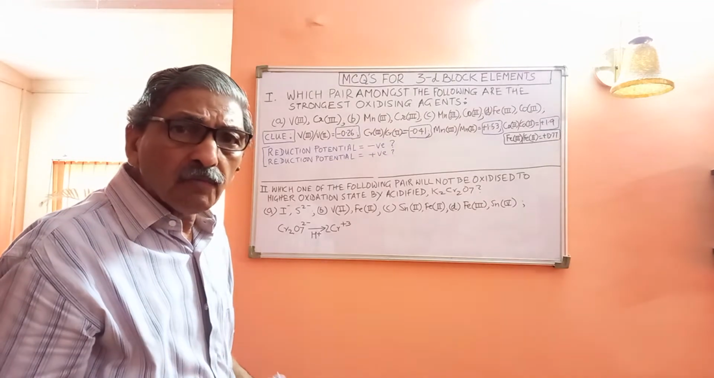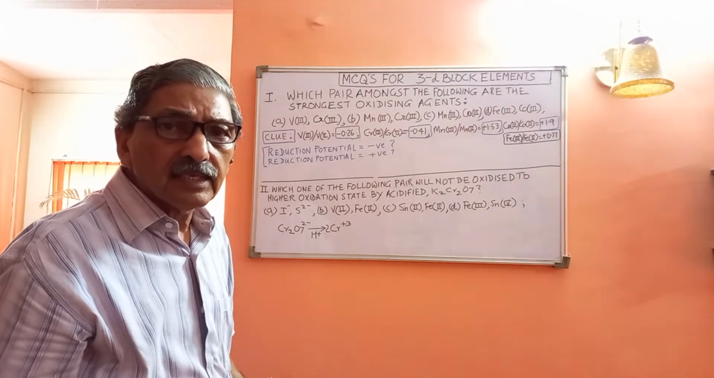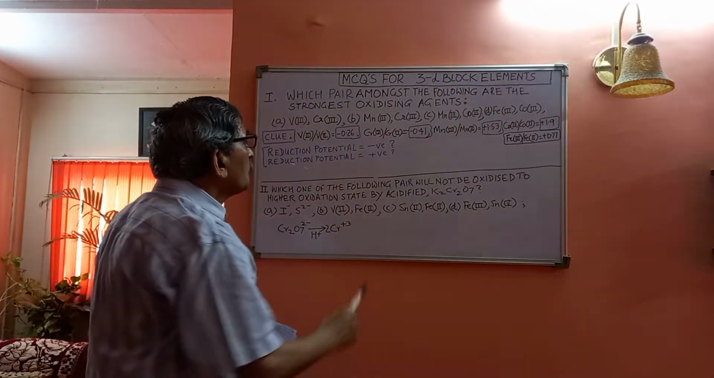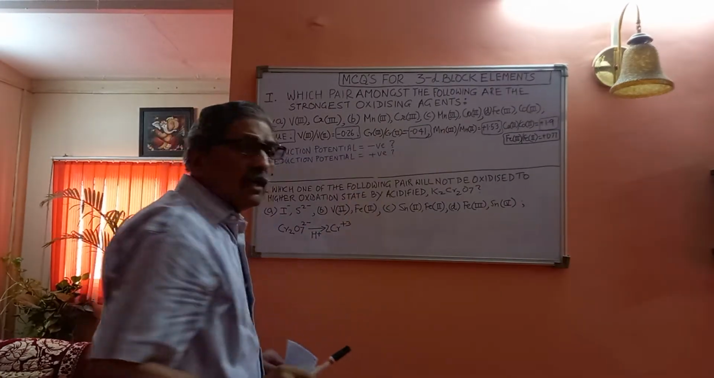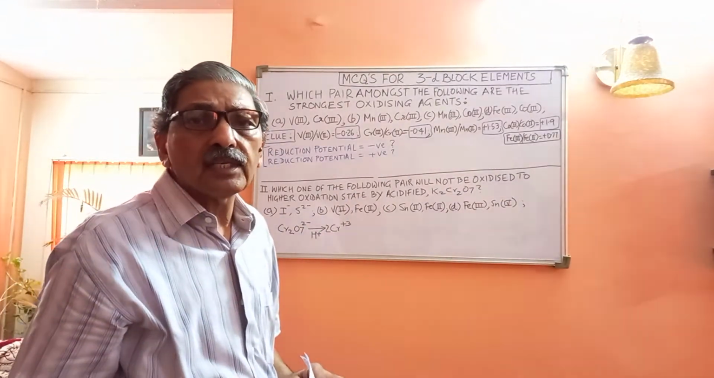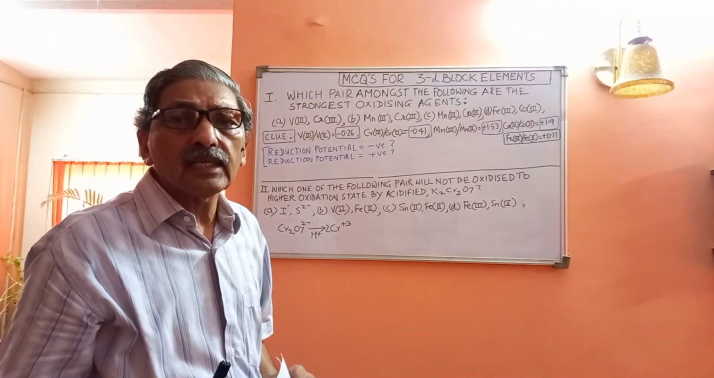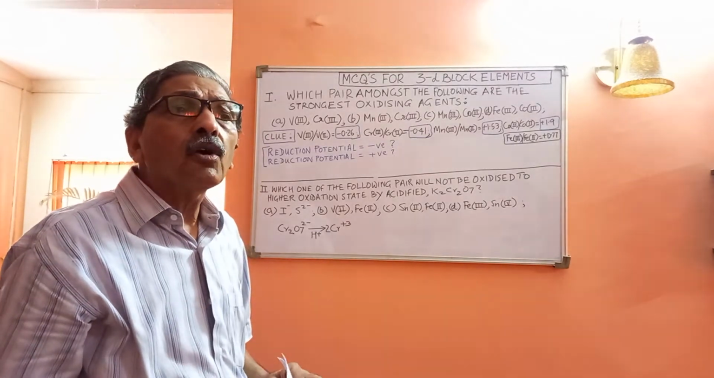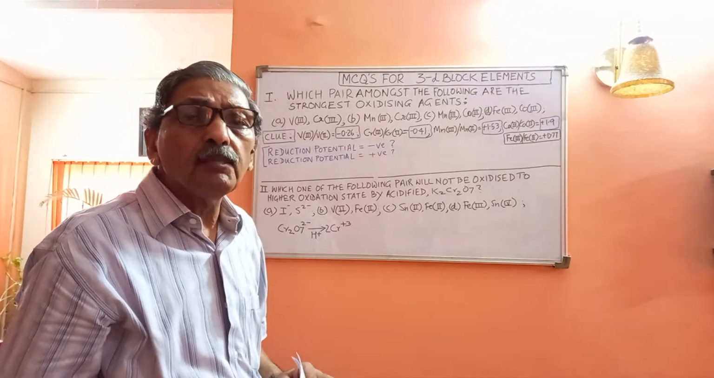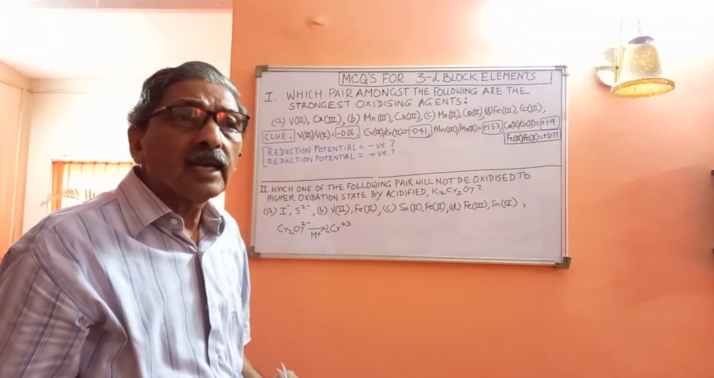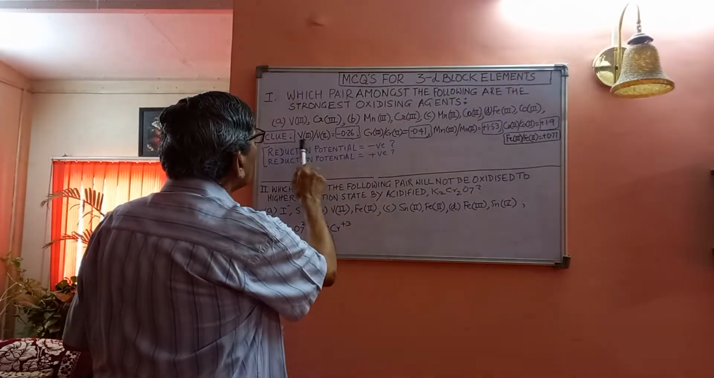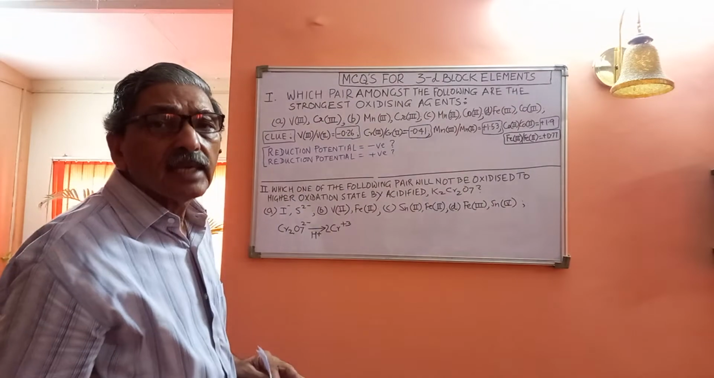The meaning of a reduction potential being negative is that if you put it into the Gibbs free energy equation, delta G equal to minus nFE, then your Gibbs free energy will be positive, and that means this will not be a favored reaction.